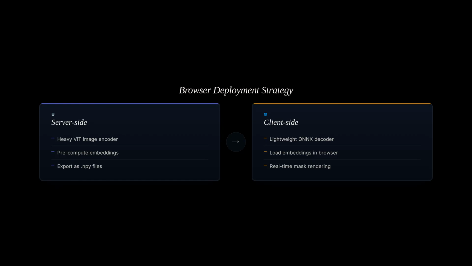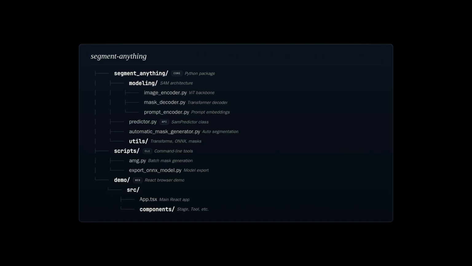Let's peek at the repo structure. The core model lives in the segment_anything package, with separate modules for the encoder, decoder, and prompt handling. The predictor and automatic mask generator wrap those into friendly APIs. There's a scripts folder with command line tools for batch processing and ONNX export. And the demo folder holds the React web app that ties it all together in the browser.